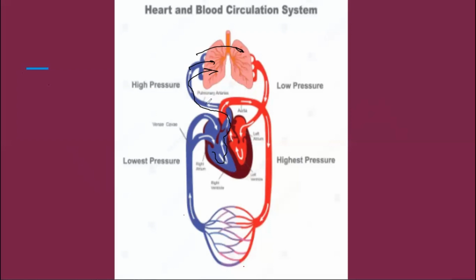When this deoxygenated blood goes to the lungs, it gives the carbon dioxide to the lungs, which we exhale. And from the lungs, it picks up oxygen, which we have inhaled. Now this oxygenated blood from the lungs is coming back to the left atrium.